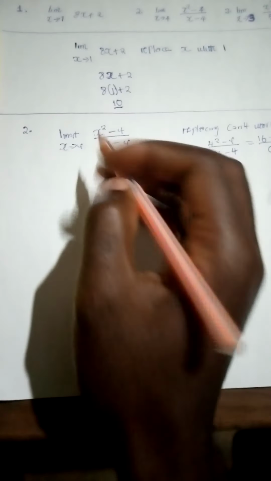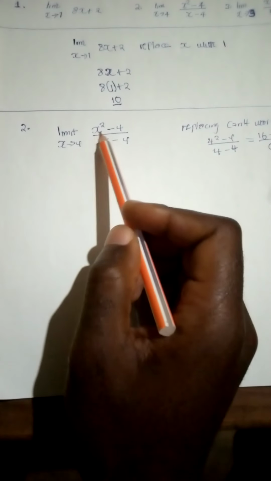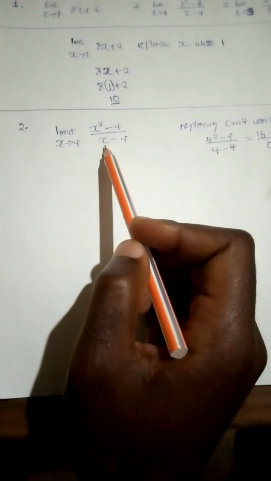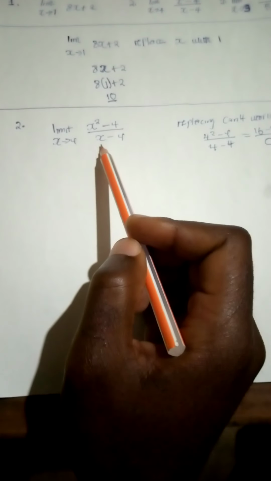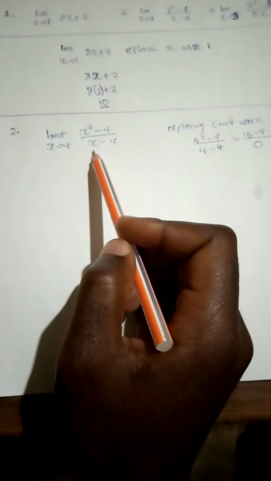Question 2. If we replace x here with 4, you'll see what happens. In the denominator we are going to have 4 minus 4, which gives us a 0, and we don't divide by 0 in mathematics. That is undefined. So that's the hint. Replacing can't work here. We get a 0 in the denominator, which is going to give us an undefined function. So what do we do?